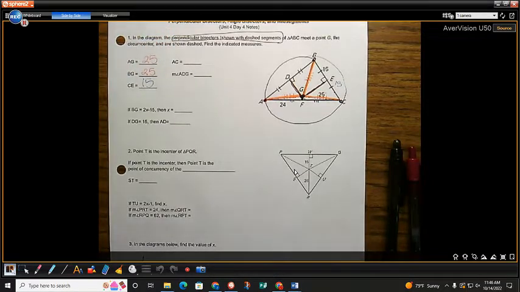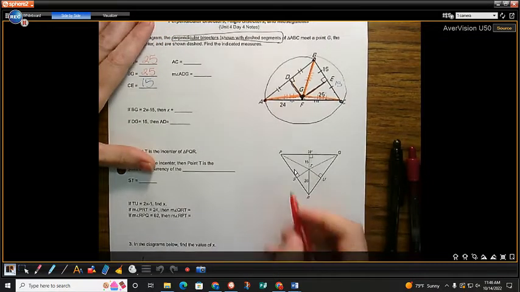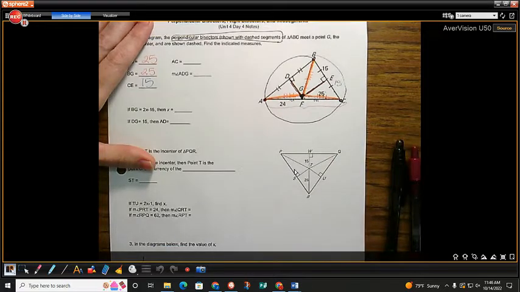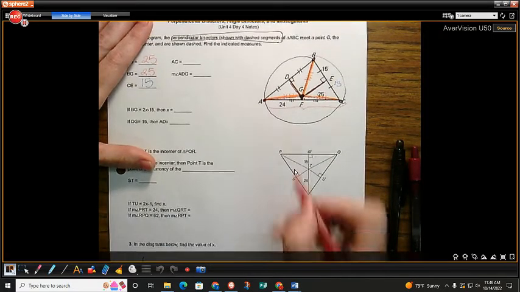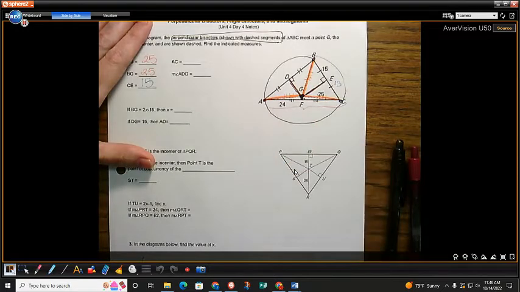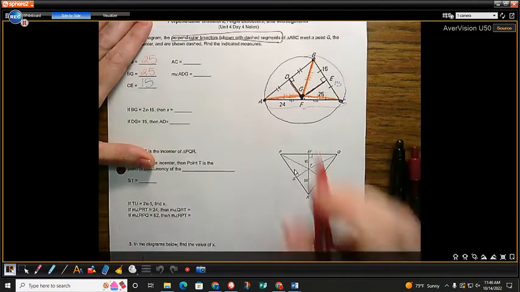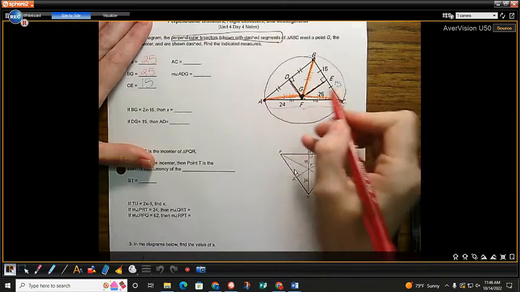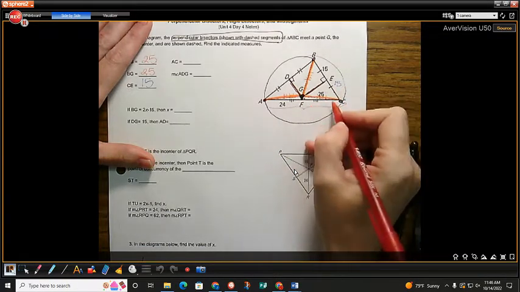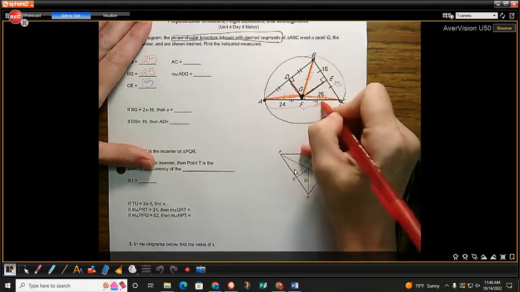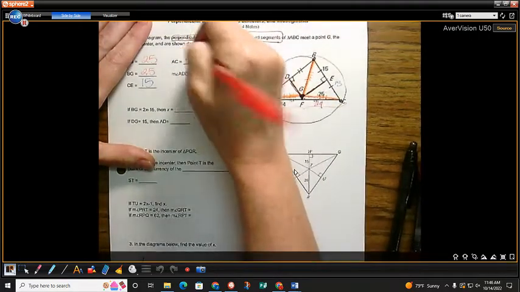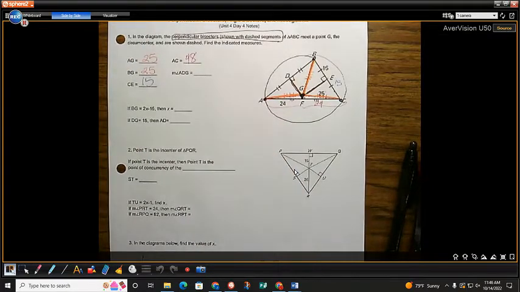What about AC? Probably like 48 or something. How will you figure it out? AF is 24, and F is the midpoint. So F plus C is 24, so this is also 24, and so the whole thing is 48.